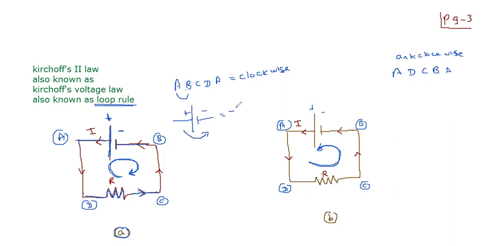So the rule is minus voltage. It is a Kirchhoff voltage rule. In Kirchhoff's second law, there are 4 important points.